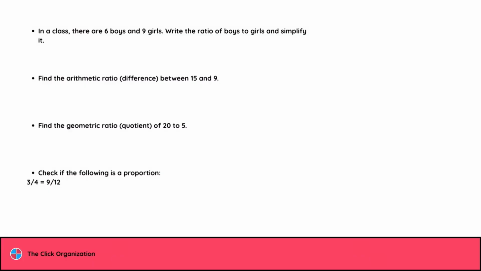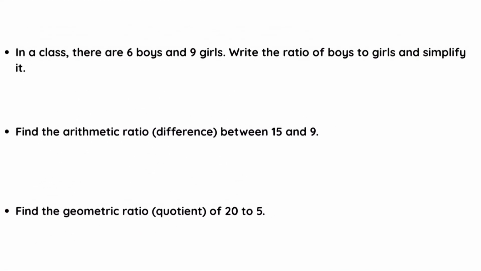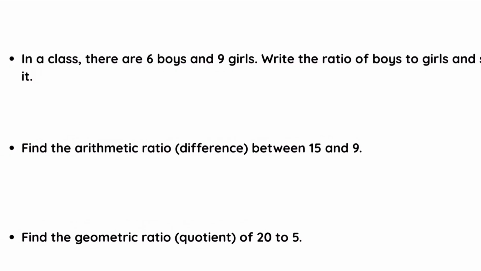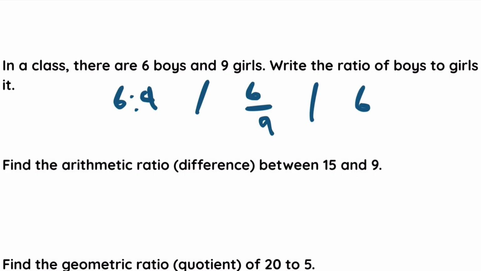The first one: in a class, there are 6 boys and 9 girls. Write the ratio of boys to girls and simplify it. 6 to 9 is the ratio because there are 6 boys and 9 girls, right? So I can write it like this, 6 to 9, or like a fraction, 6/9, or simply in text form, 6 to 9.